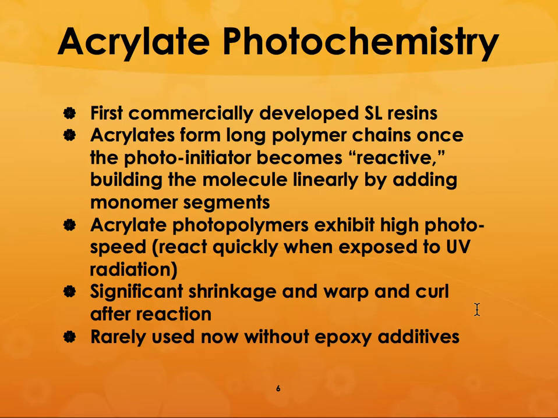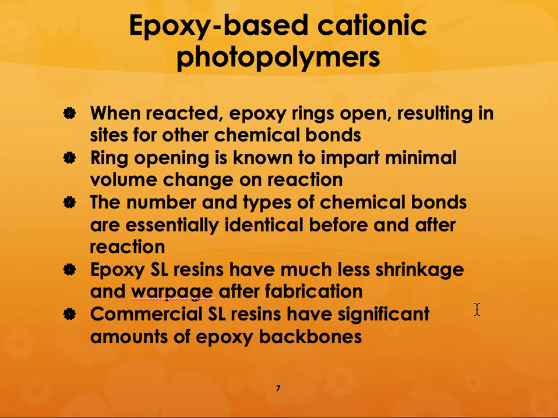So in order to reduce the amount of shrinkage and warp and curl, now you also add epoxy additives to these kinds of resin systems. So the new types of resin systems are more epoxy based. They are epoxy based cationic photopolymers. And when they react with the UV light, those epoxy rings open up, resulting in sites for other chemical bonds to come and join them.